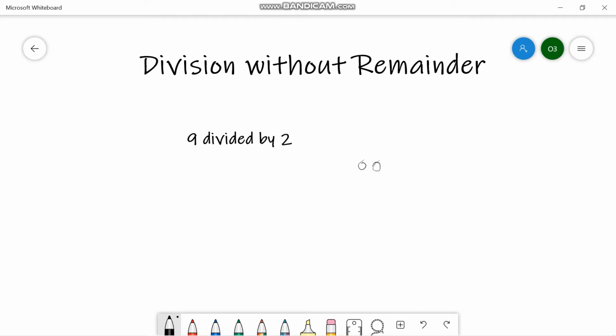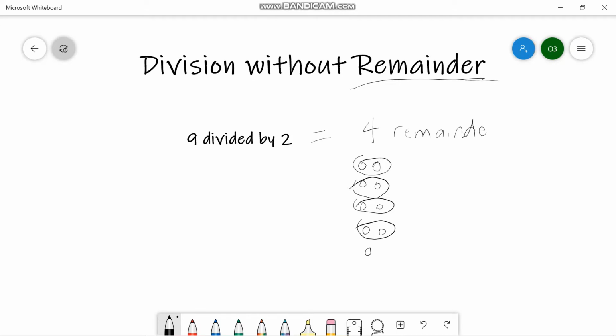1, 2, 3, 4, 5, 6, 7, 8, 9. Now how many groups of 2 did we get? Let's count. 1, 2, 3, 4. We got 4, but there is one left over. And this leftover is what we call remainder. So the answer here is 9 divided by 2 is equal to 4 remainder 1.